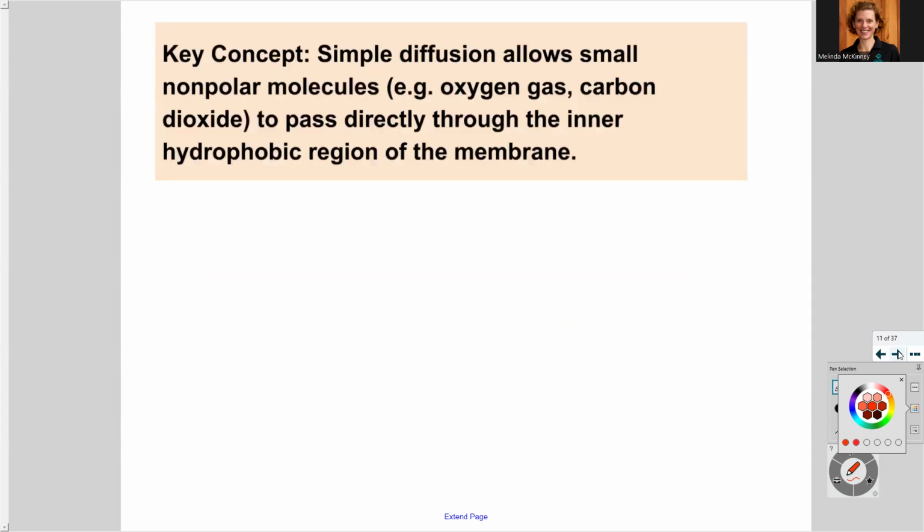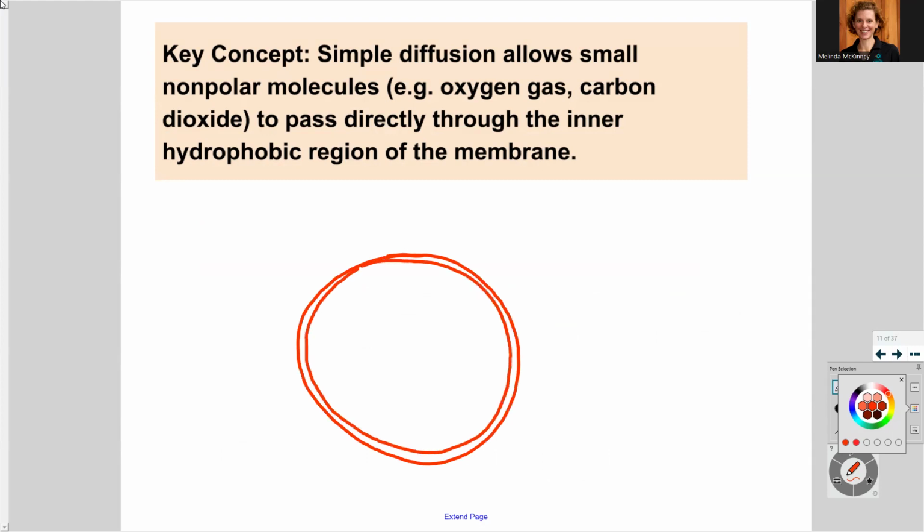Okay, so how do things get in and out of this? You've got this plasma membrane here, right? It's our phospholipid bilayer, so I'm just drawing it right here. This is the phospholipid bilayer, okay? It's our cell membrane. The key concept is that simple diffusion is going to allow molecules to go through, right? They're going to pass directly through the hydrophobic region.